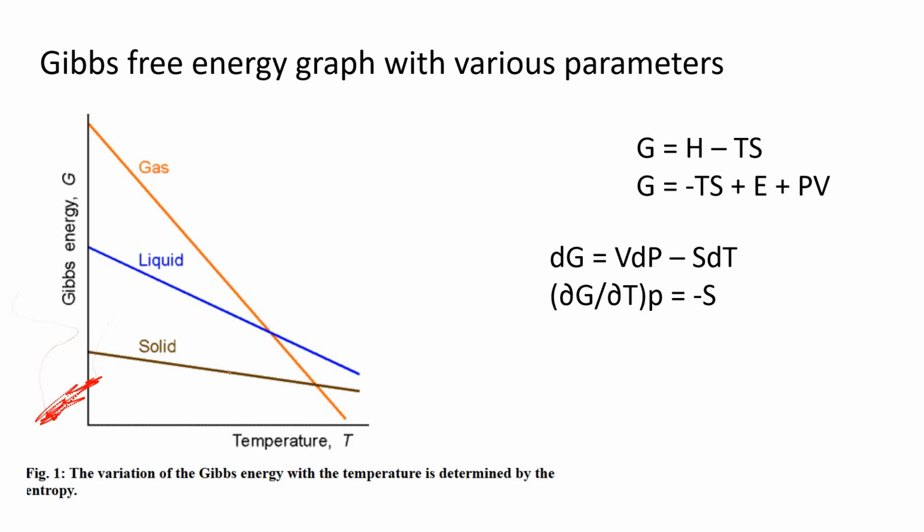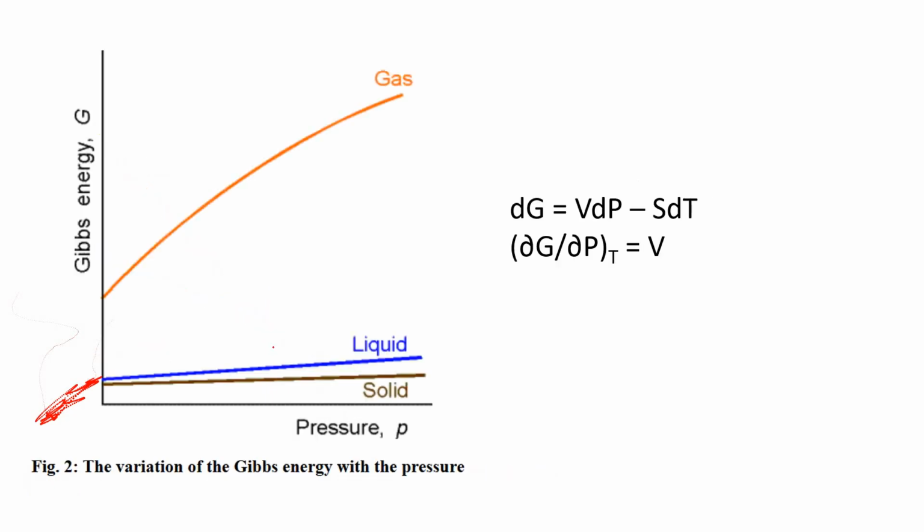And for solid, the entropy is still less compared to liquid. So the decrease in entropy, compared to gas, will not be so sharp. Therefore the decrease in free energy with respect to temperature at constant pressure will be less in solid compared to liquid and gas.